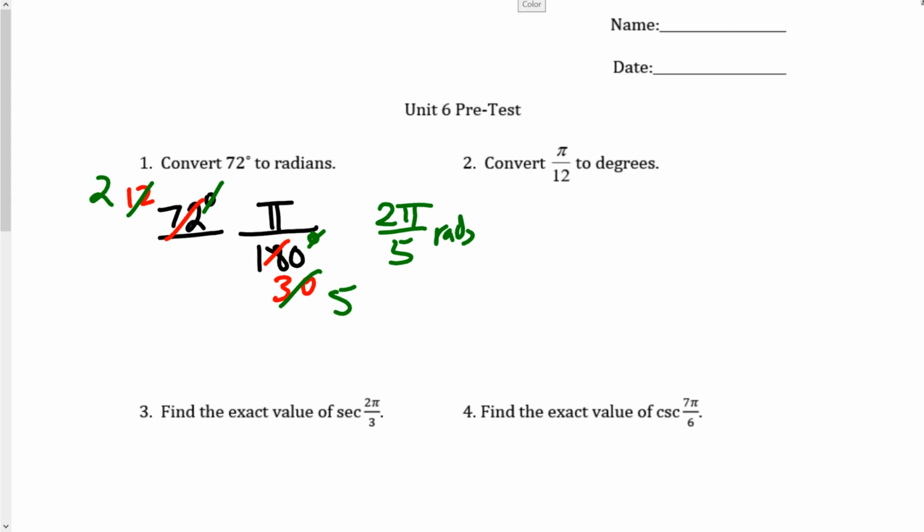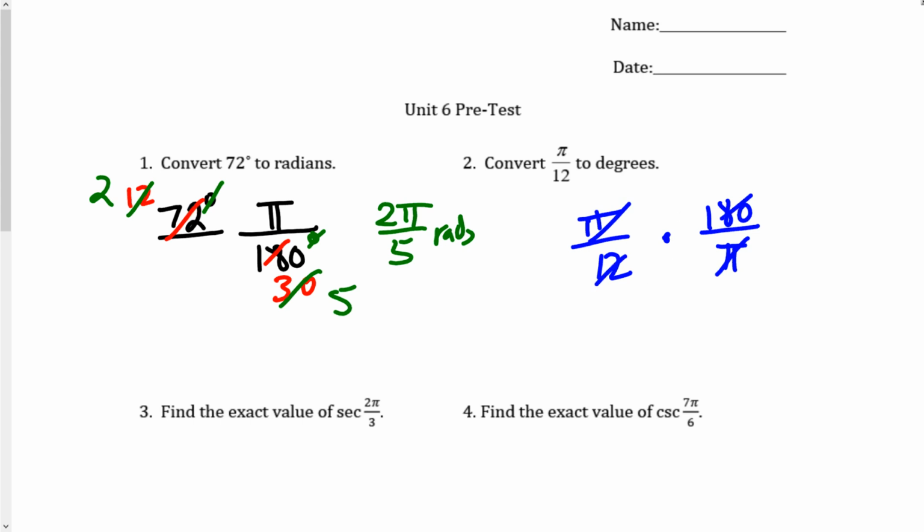Okay, if we're going the other way, if we're going from radians, which remember, as long as it doesn't have a degree symbol, then it's a radian. It doesn't have to say radians, as long as it doesn't have the degree symbol. Just because there's a pi in it doesn't mean it couldn't be pi 12 degrees, right? But right now it's just radians. So we want to multiply that by 180 over pi, because then the pi's will cancel out, and then we can reduce 12 and 180.